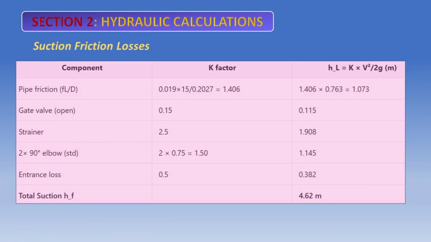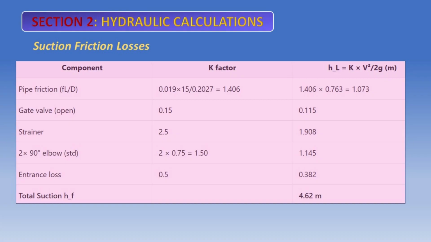Now let's calculate the losses on the suction side. We use the Darcy-Weisbach equation, but also account for losses from fittings like the gate valve, strainer, and elbows. Each fitting has a K factor, which is a resistance coefficient. The major loss from pipe friction is 1.07 meters, but the minor losses from the strainer and elbow add up significantly.